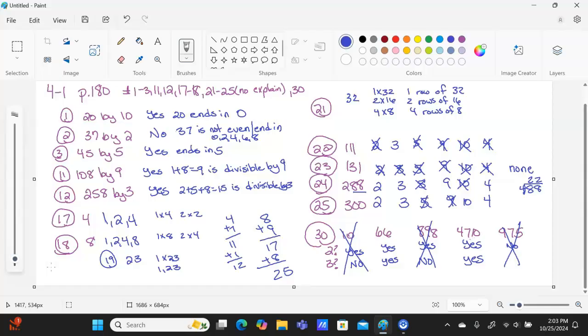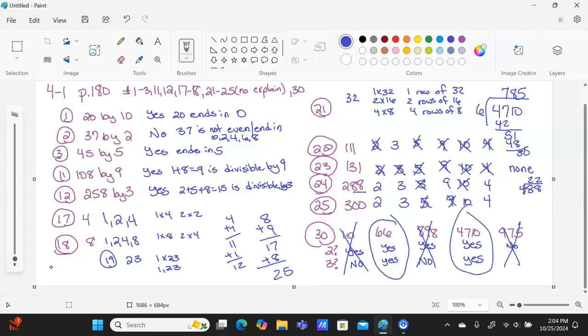Which of the numbers above are divisible by 6? Well, we know 66 is, and 4,710, 42, 51, 48, and 30 is divisible by 6. So this one is also divisible by 6. And then using your results, write a divisibility rule for 6. If it's divisible by both 2 and 3, it's divisible by 6.